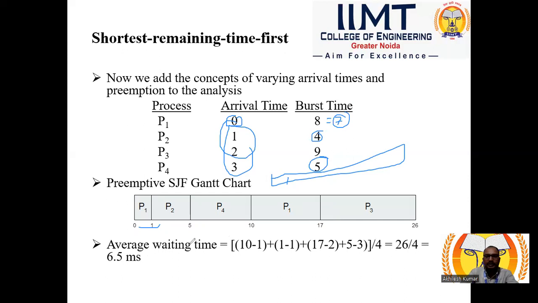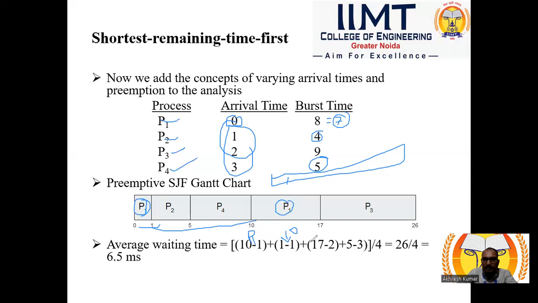Now we calculate the waiting time for each process: process P1, process P2, process P3, and process P4. Process P1 initially has its waiting time as 0, and here process P1 waits for 10 minus 1, that is 9 milliseconds. Now process P2 arrived at time t equal to 0 milliseconds, and its execution starts at time t equal to 1 millisecond. So their waiting time is 1 minus 1 equal to 0 milliseconds.